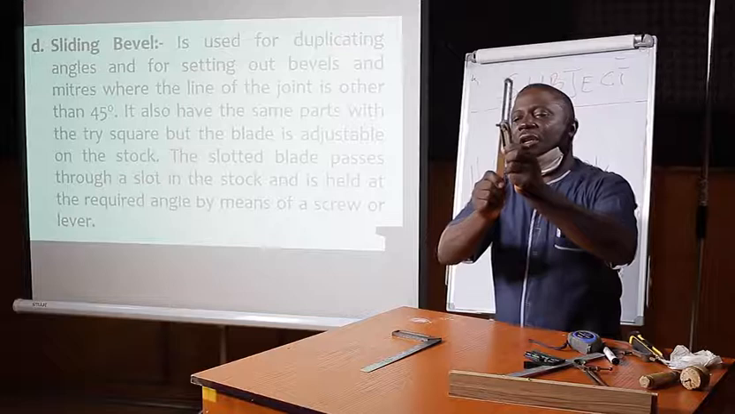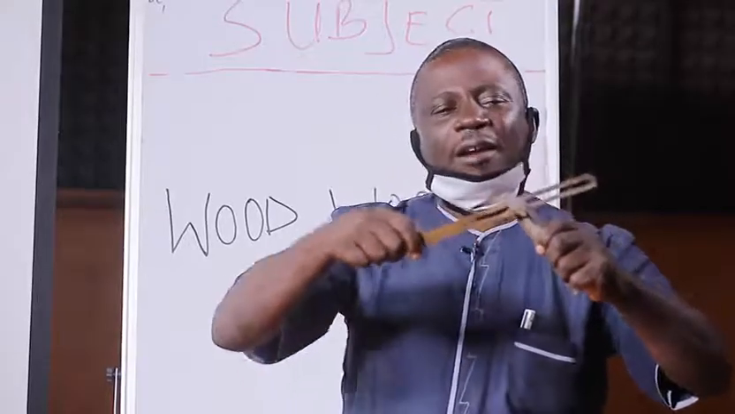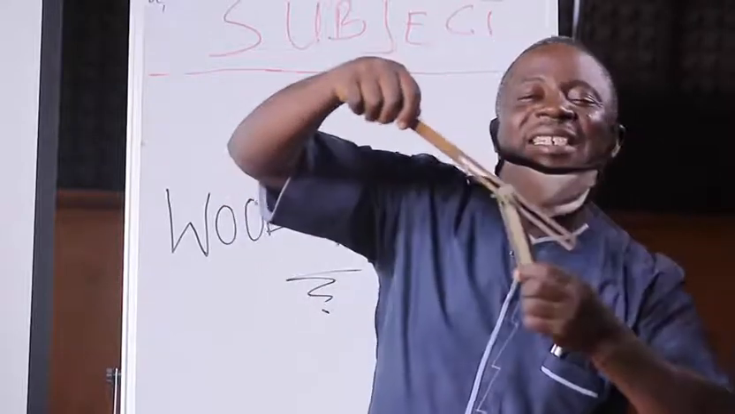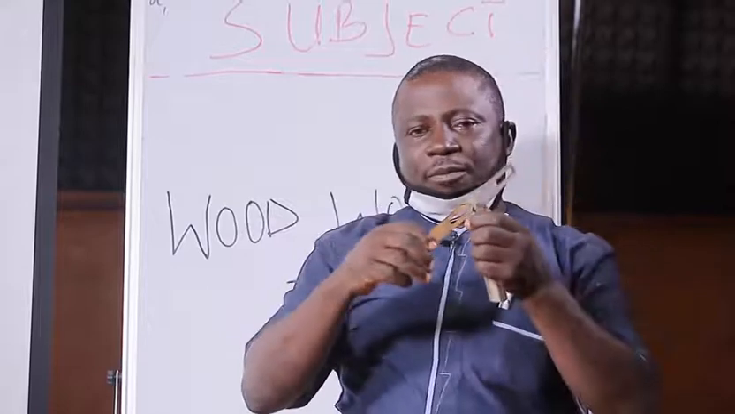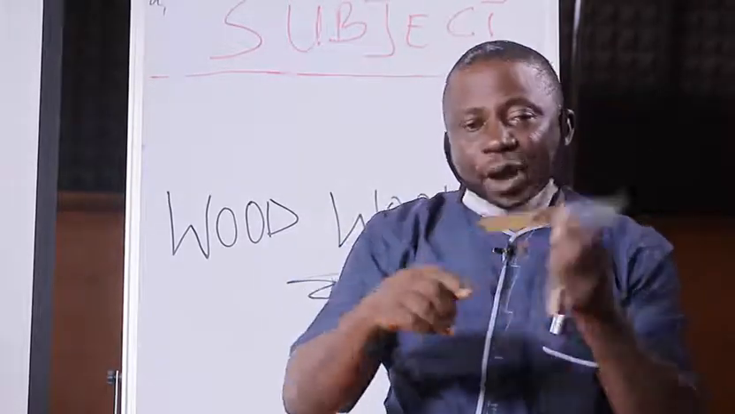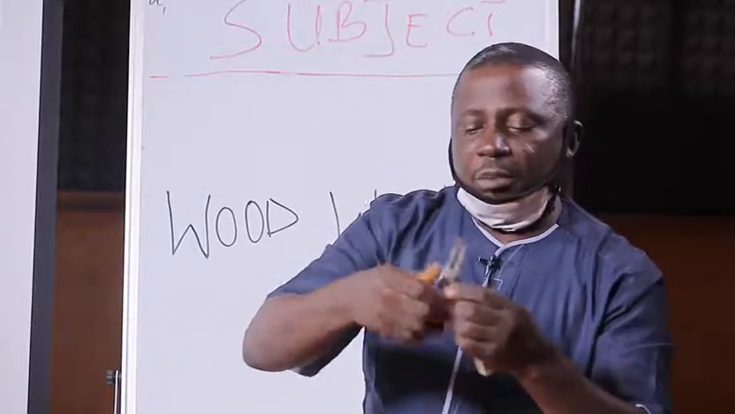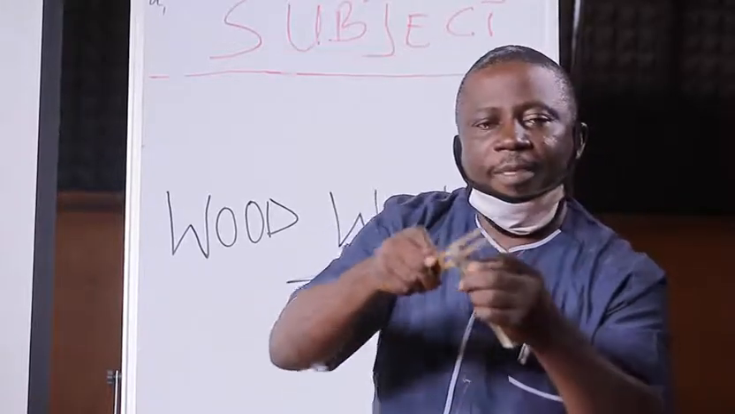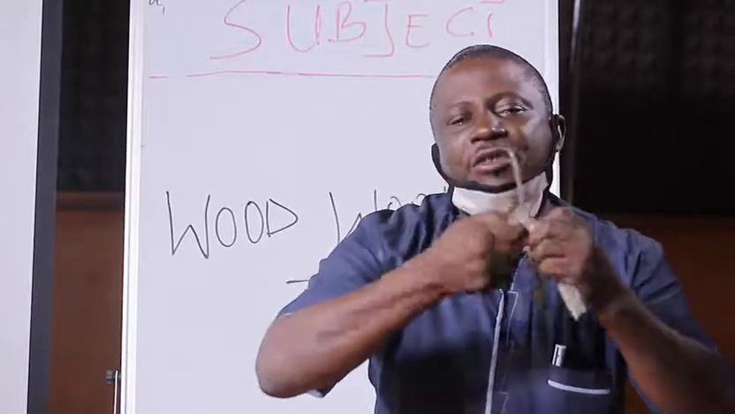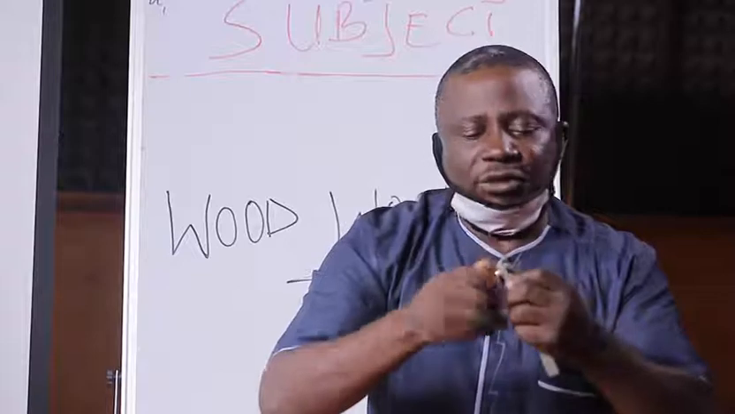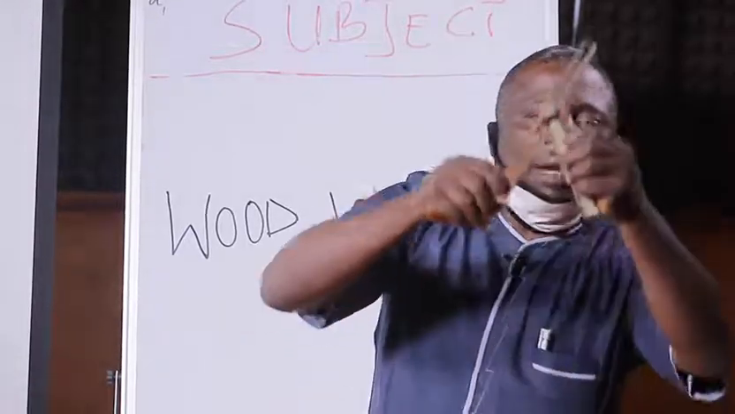Look at it. You can close it to a lower angle, and then you can open it to an angle more than 45, even more than 90 degrees, class. Students, please watch out. The blade moves along the stock. It moves along what? The stock. And it is fixed in position or tightened in position by a screw. This is the screw. Once you tighten the screw, the blade will no longer move. See, you tighten the screw, the blade does not move.